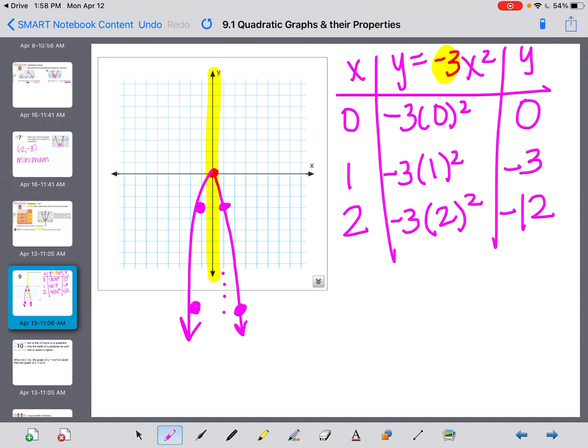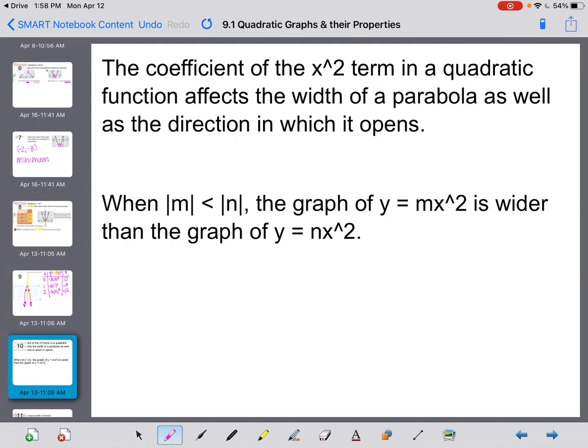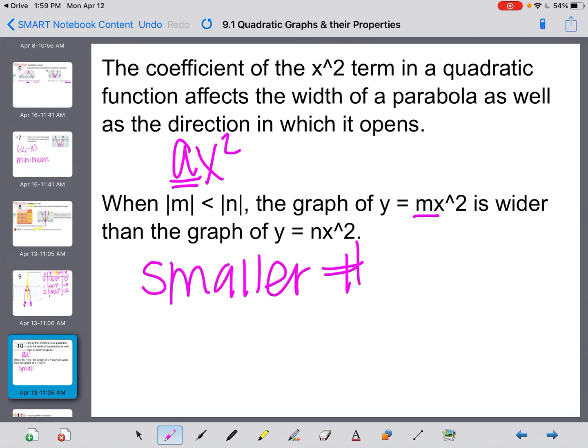All right, that's all you're going to have to do for the graphing for today, you're just going to have to use a table. But some things that you should know: the coefficient of the x squared term, so the a of x squared, this a in a quadratic function affects the width, how wide your parabola is, as well as whether it opens upward or downward. If the absolute value of m is less than the absolute value of n, then the graph of y equals mx to the second power is wider than the graph of y equals nx to the second power, which just means that the smaller the number, the wider they open.